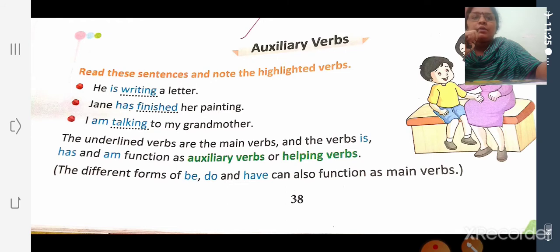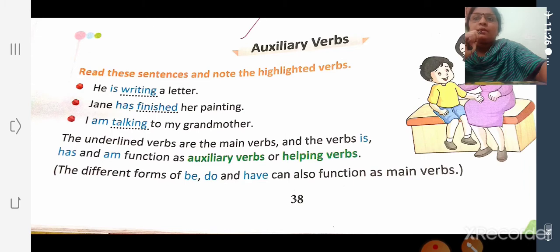Auxiliary verbs are used together with the main verb to show the verb's tense or to form a negative or question. The auxiliary verbs are used together with the main verb to show the verb's tense form. Auxiliary verbs are also called helping verbs. Auxiliary verbs are used to help the main verb.